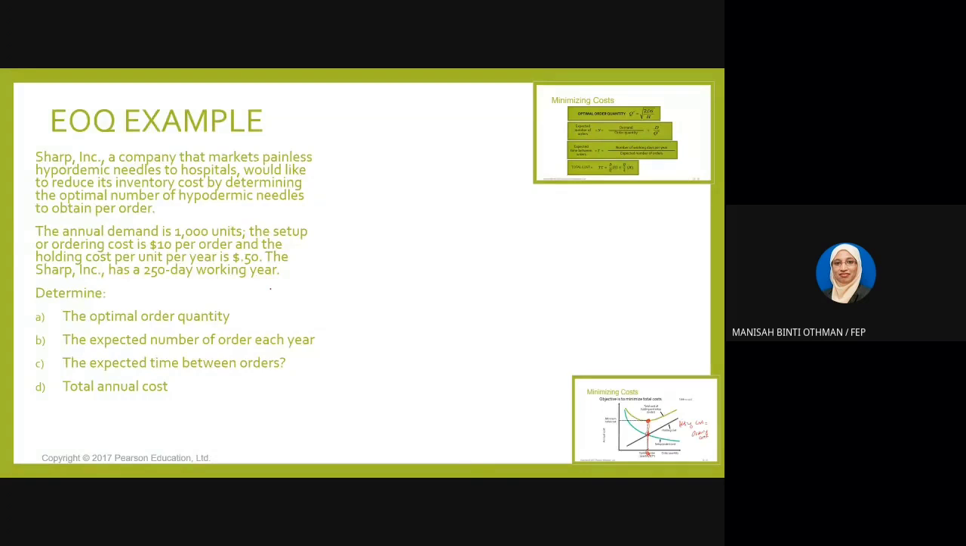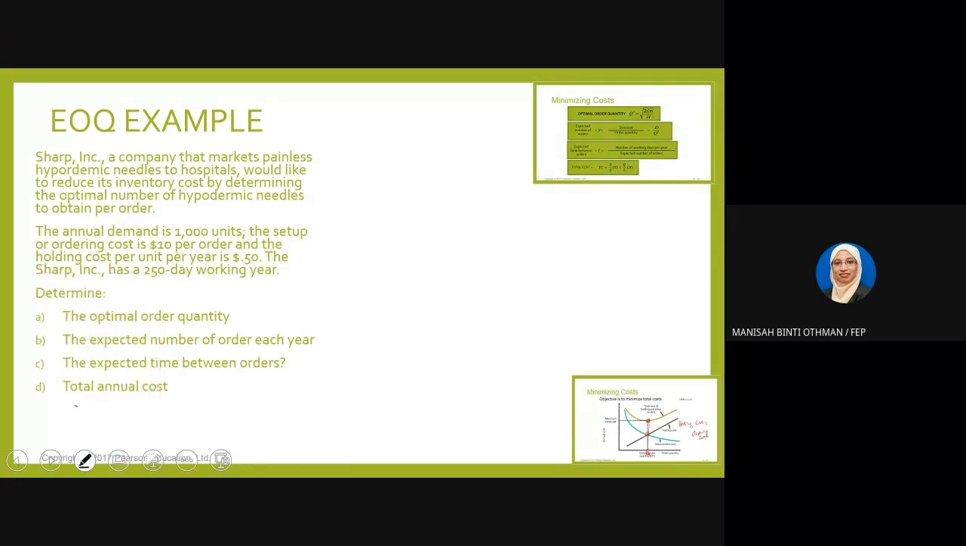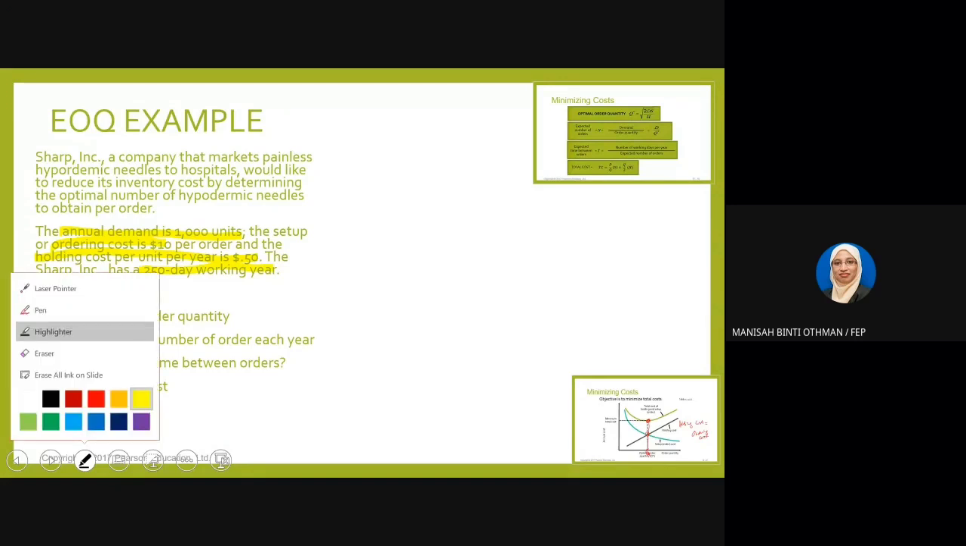Alright, so now we go to the example here. A simple example. A company that markets painless hypodermic needles to hospitals would like to reduce its inventory cost by determining the optimal number of hypodermic needles to obtain per order. Identify the number of inventory per order. The annual demand is 1,000 units. The setup or ordering cost is $10 and the holding cost per unit is 50 cents. The Sharp Incorporation has 250 working days. So this is all the information that we get.